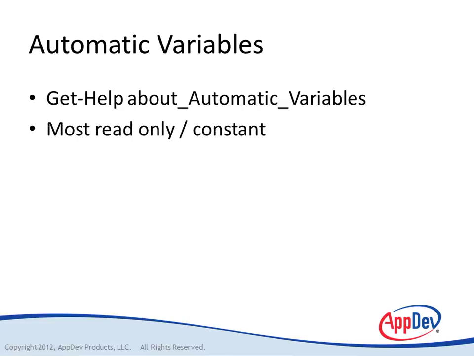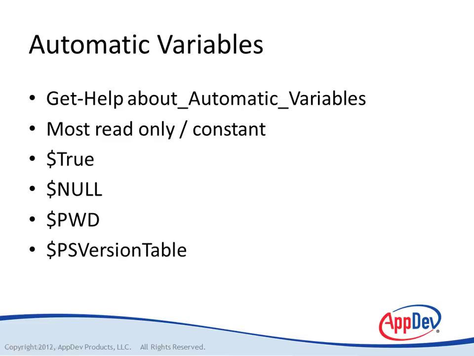Before I do that, I want to note that most of these are read-only variables or constants. So there are constants for all of the base values that you might do comparisons against. For example, there's a $true variable, which is equal to the value of true. There's one for null. There's one that will give you your path with drive. PWD is, I think, somewhat poorly named because when I see it, I think of password, but that's actually path with drive. And there's one in there that you can use to find out the current version of PowerShell that you're using. All right, so let's take a look at these.